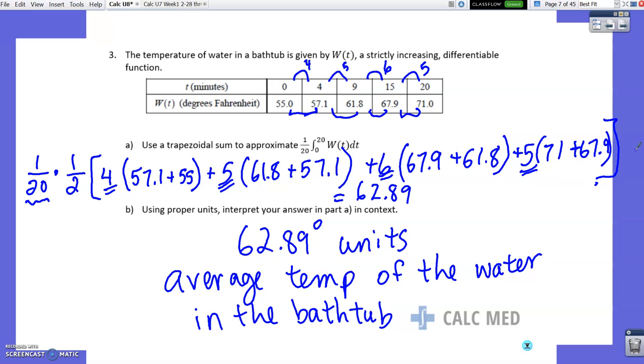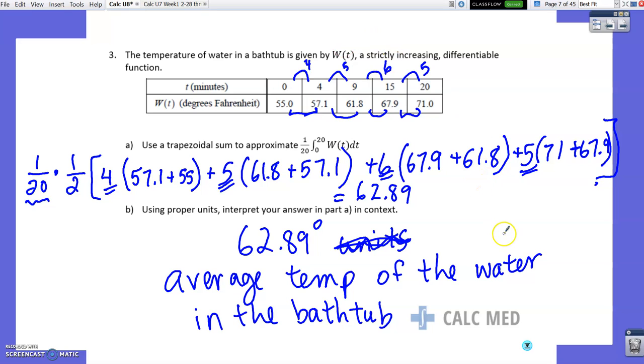So you're all set. Using proper units to interpret your answer, you just recopy the whole thing. And you say degrees. I said degree units. That seems silly. I'm just using the units. Units are degrees. So this is the average temperature of the water in the bathtub over 20 minutes. And so that's all that is.